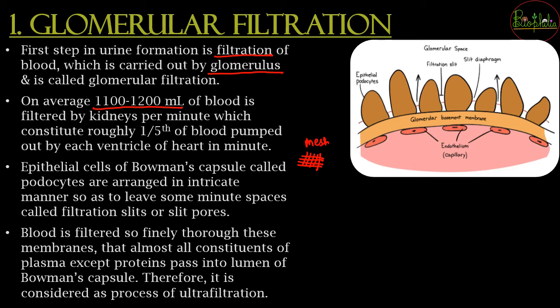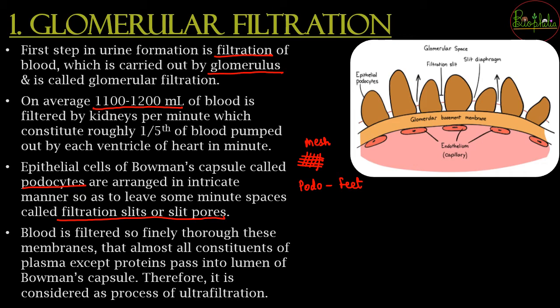So the mesh-like structure has to form filtration slits or filtration pores. These are formed by cells of the epithelium called podocytes. What are podocytes? Podo refers to feet. These have feet-like interdigitations, because of which slits or pores form, from where filtration is possible.